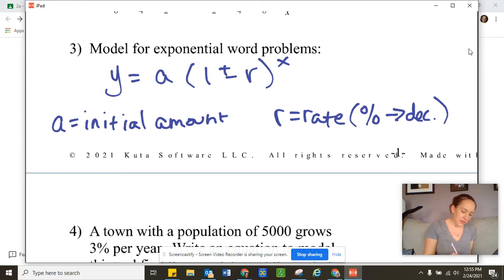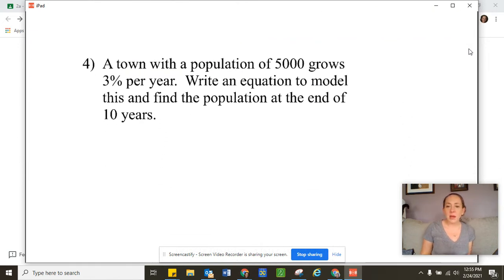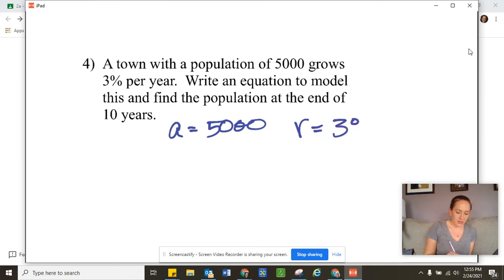The other thing just to keep in mind is x is usually time, because we're looking at things over time. All right, so I have 2 examples. A town with a population of 5,000 grows 3% per year. Write an equation to model this and find the population at the end of 10 years. My initial amount is 5,000. My rate is 3%, which as a decimal is 0.03. Or like I said, you could just divide by 100.